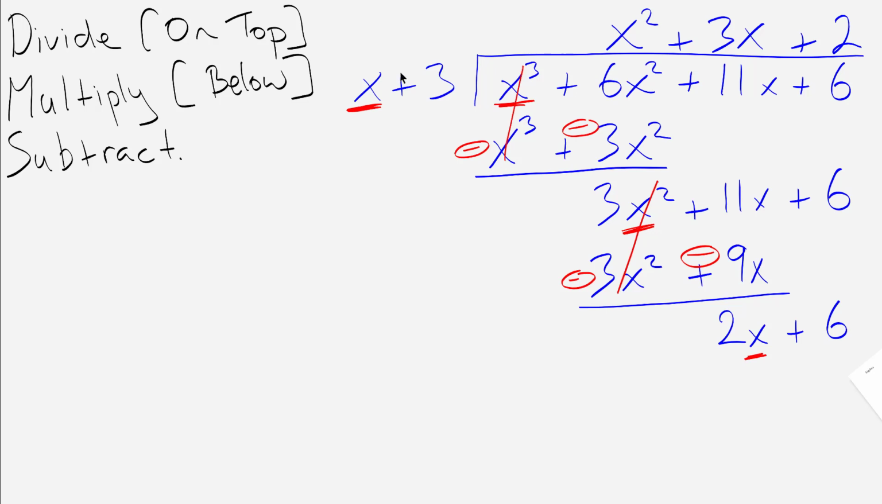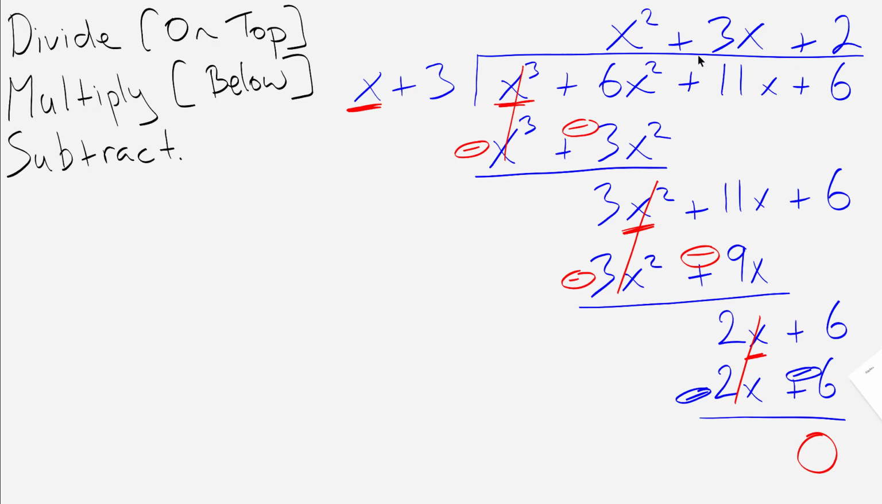Then the next step is to multiply. So 2 times x plus 3: 2 times x is 2x, and 2 times 3 is 6. And then the final step is to subtract again. So this will become a minus and this will become a minus. 2x take 2x is 0. 6 take 6 is 0. So we have no remainder. This would be the remainder down here. We have a remainder of 0. So that means x plus 3 divides evenly into x cubed plus 6x squared plus 11x plus 6.